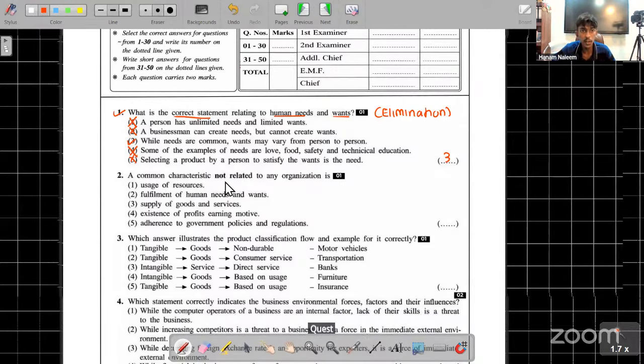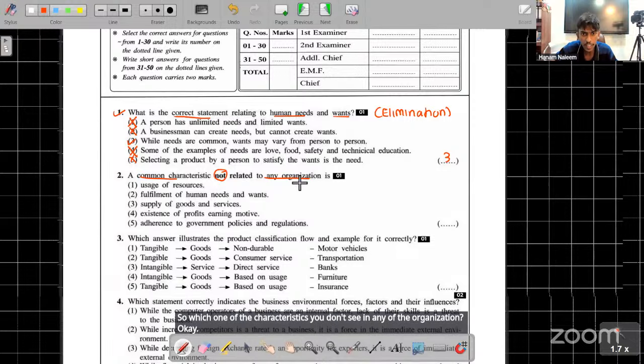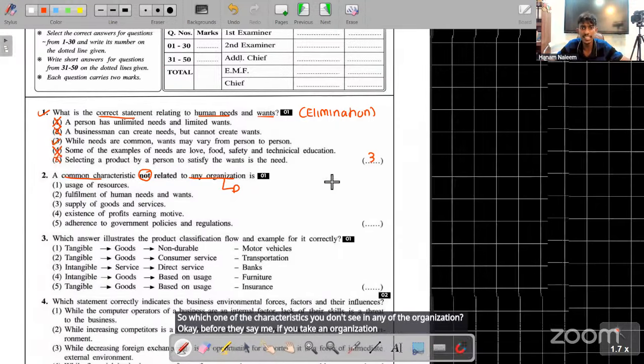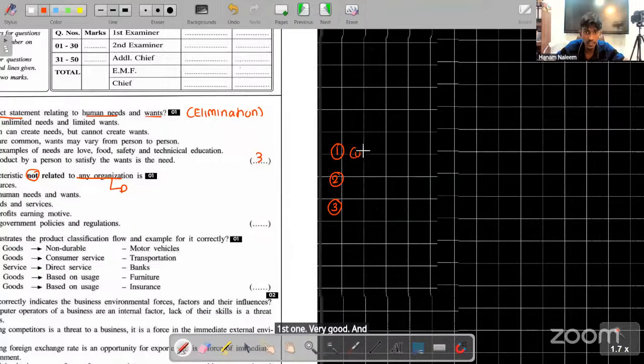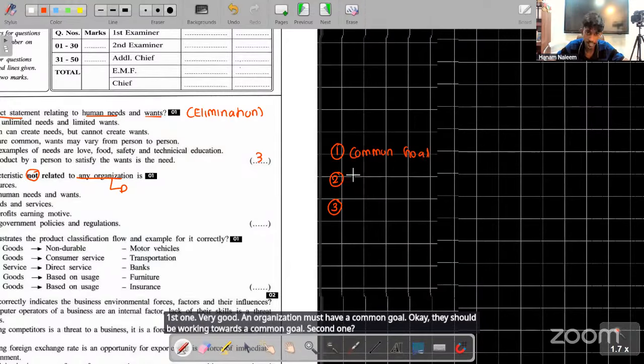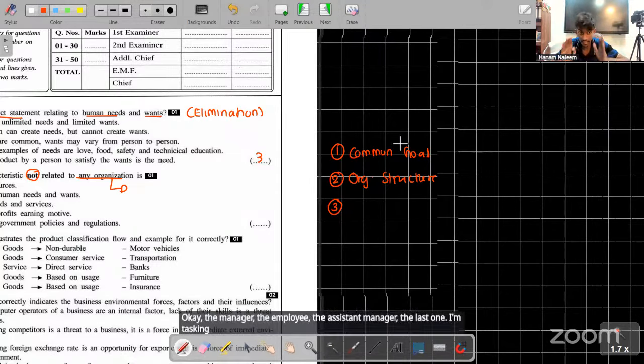Question 2. A common characteristics not related to any organization. So which one of the characteristics you don't see in any of the organization? Okay, before that, say me, if you take an organization has three characteristics. What are the three characteristics an organization must have? First one, very good. An organization must have a common goal. Okay, they should be working towards a common goal. Second one, very good. They had to have a proper organizational structure. Okay, the manager, the employee, the assistant manager. The last one, no, dear, I'm not asking business organization. I'm asking just an organization.